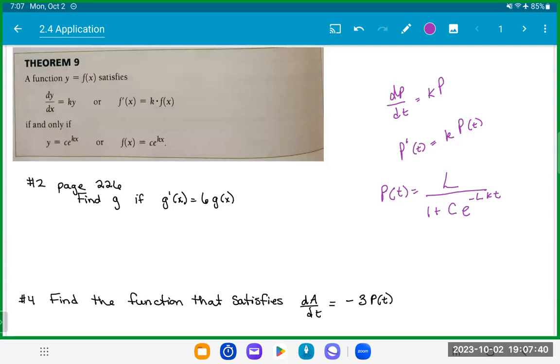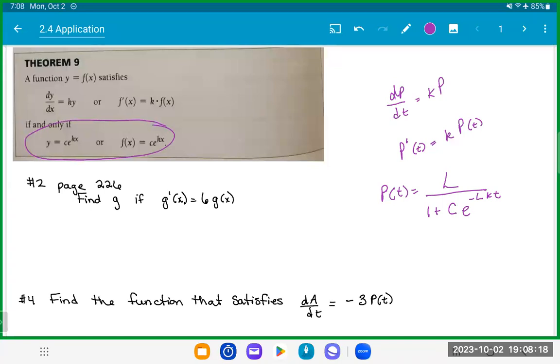All right, so if you're following along in your textbook, page 226 is where the problems begin. And so for this first set of problems, we're asked to find g if our g prime is 6 times some function, right? So this is like problem numbers 1 and 2 in the textbook. And so essentially, theorem 9 here tells me that I can just use this here.